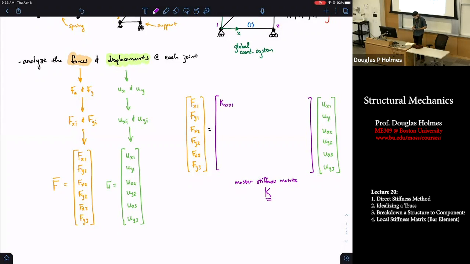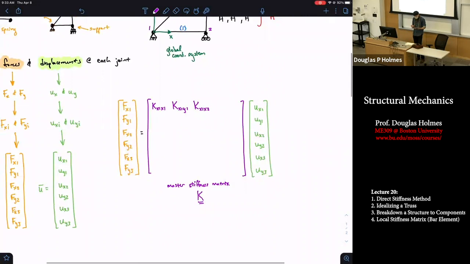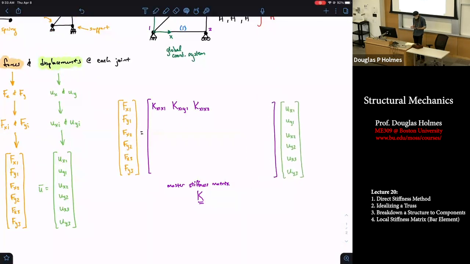K X1, X1, K X1, Y1, K X1, X2. I probably didn't give myself enough space here. K X1, Y2. K, oops. X1, X3. Almost. K X1, Y3. And you can kind of continue, imagine filling this thing out.